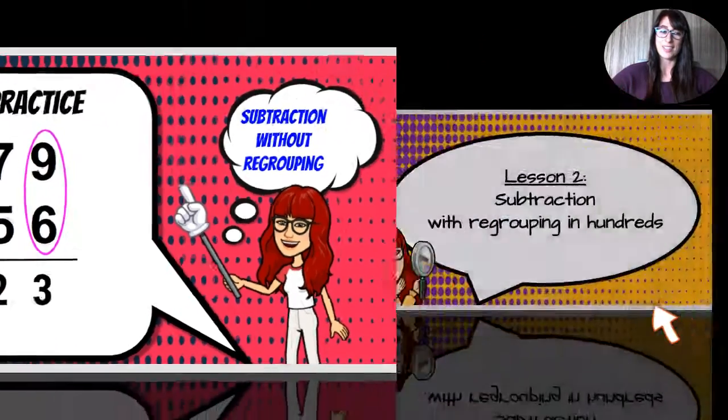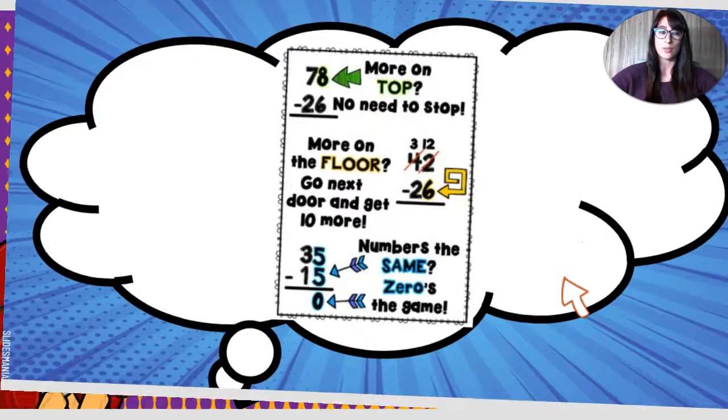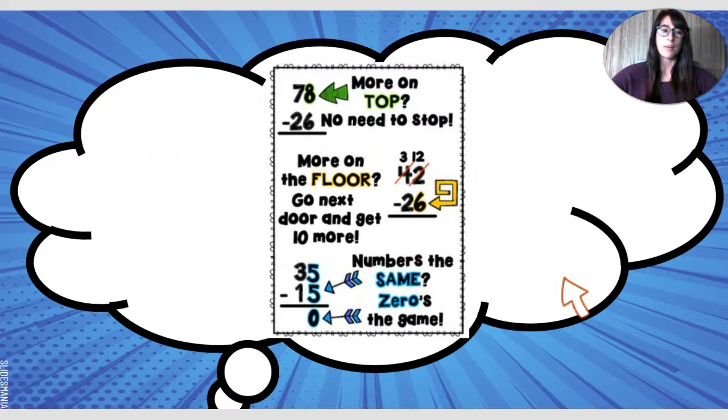Okay, let's look at Lesson 2. Lesson 2, we learned subtraction with regrouping in hundreds. In this lesson, we had to remember to say the poem before we proceeded in our subtraction problem. So the poem goes like this. More on top, no need to stop. More on the floor, go next door and get 10 more. Numbers the same, 0 is the game. Keep this poem in your mind every time you work on your subtraction problem.